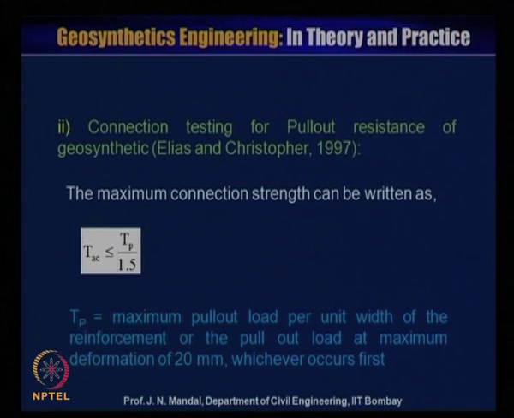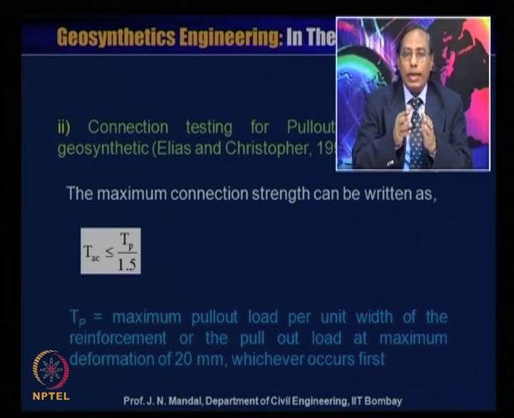Now, connecting testing for pull out resistance of geosynthetics, as per Elias and Christopher 1997, the maximum connecting strength can be written as T_AC less than or equal to T_P divided by 1.5, where T_P is equal to the maximum pull out load per unit width of the reinforcement, or the pull out load at maximum deformation of 20 millimeter, whichever occurs first.